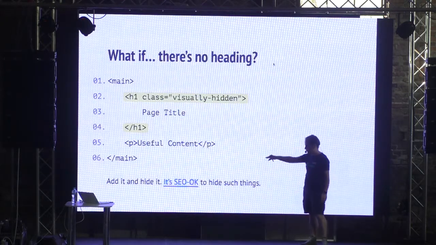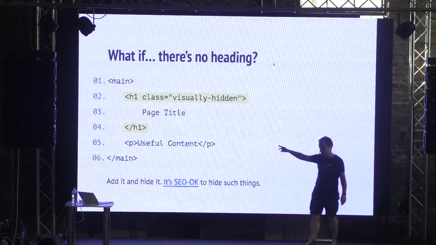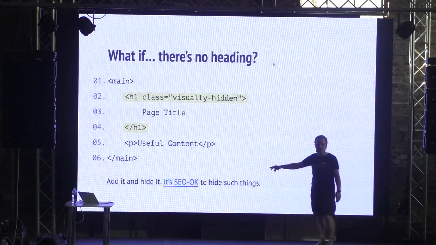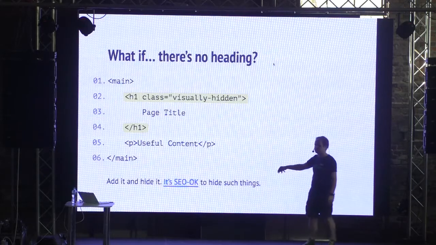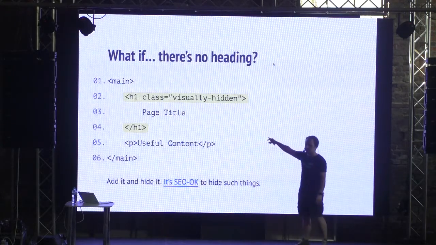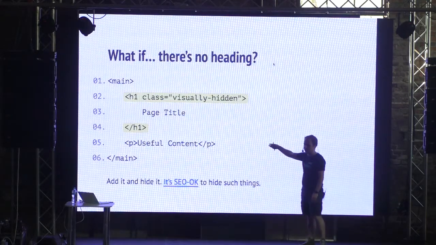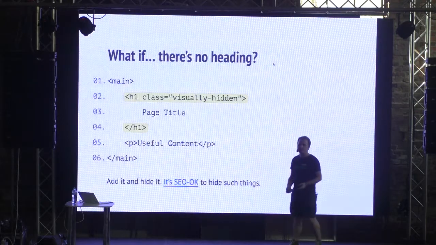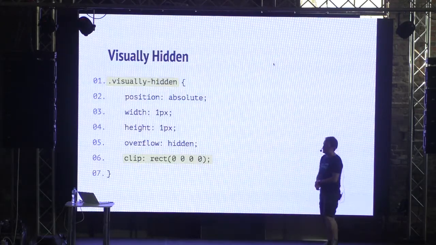So there is an official reply from Google, and it's okay to hide those things for usability. You're not stuffing it with some doorway links and trash. You're just helping screen reader users to get real content when there's no content in the design. And what is visually hidden?